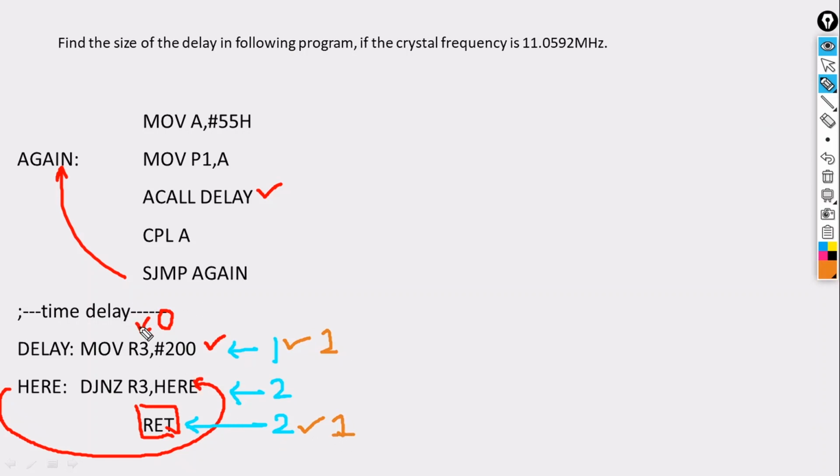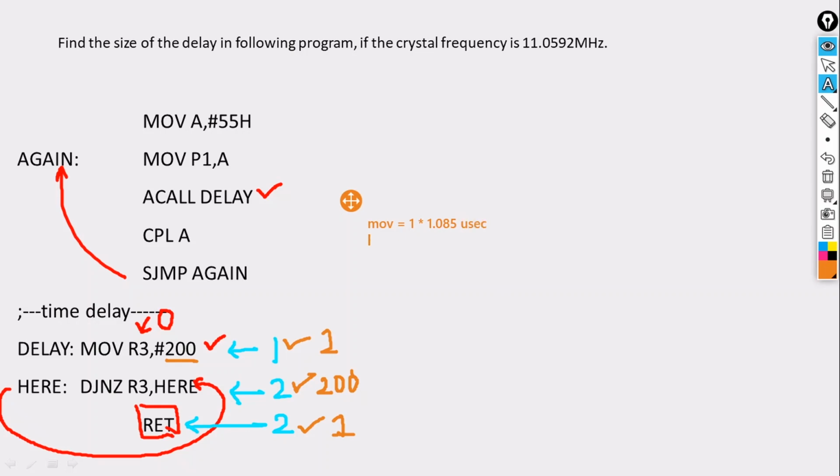Whenever this particular delay program is called, the move is executed once, but the DJNZ is going to be executed based on the value we have put over here. So this particular thing is going to be executed 200 number of times. Now if you look at the move operation, it is going to be 1 into 1.085 microseconds.